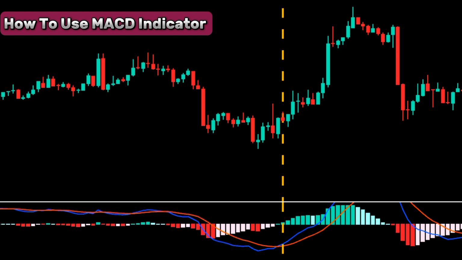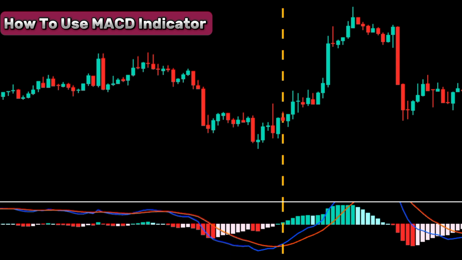Now, we can also determine the momentum of the market by using the sizes of the MACD histogram. If the MACD line crosses above the signal line and the histogram keeps getting larger, it shows us that the momentum of the market is growing stronger. And if the histogram keeps declining or getting smaller, it indicates that the market momentum is getting weaker. Very simple. Now that we have known that, let's move on.